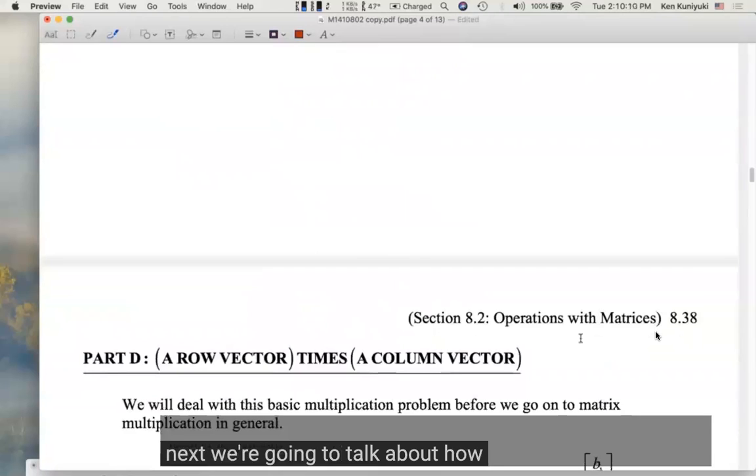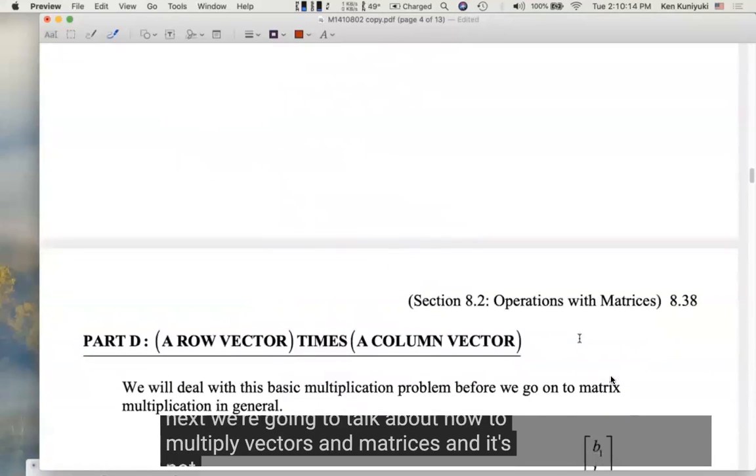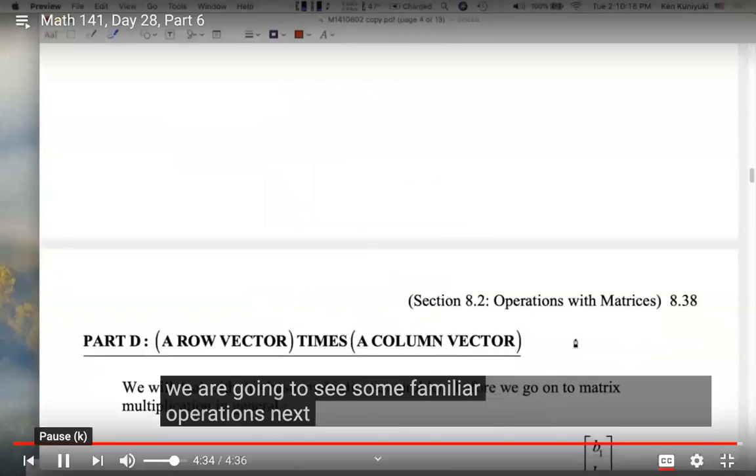Next, we're going to talk about how to multiply vectors and matrices. It's not quite as easy as you might think, but we are going to see some familiar operations next time. Okay, any questions thus far? Because matrix multiplication is not component-wise. It's not quite what you think. It's something else familiar. Any questions?